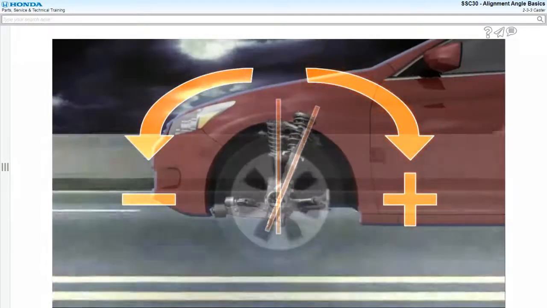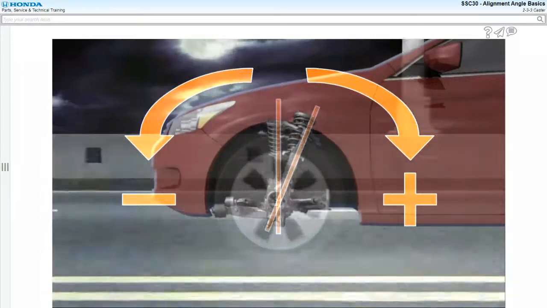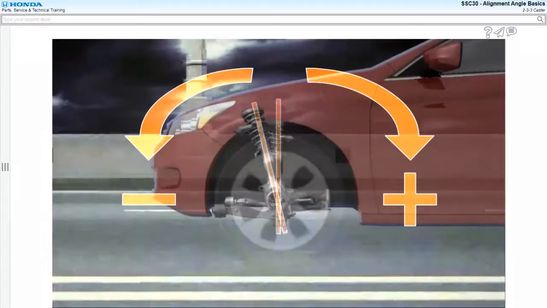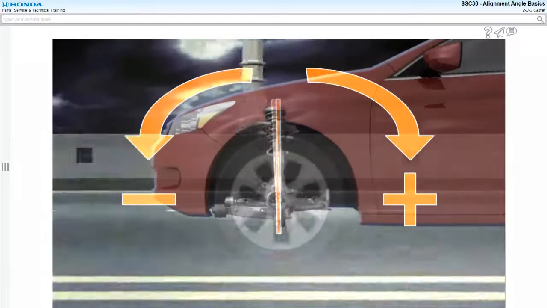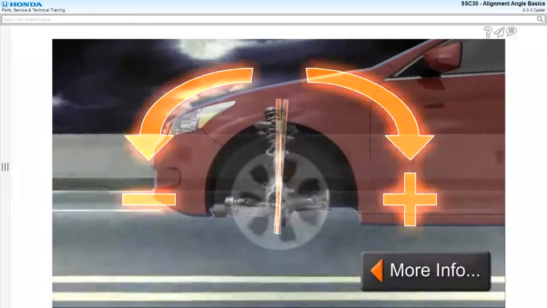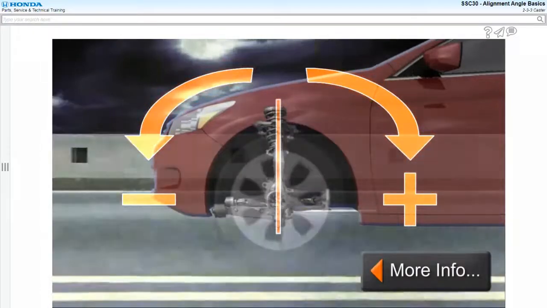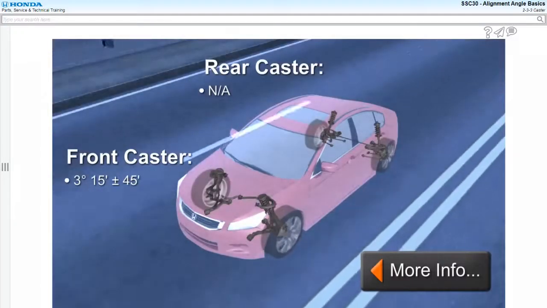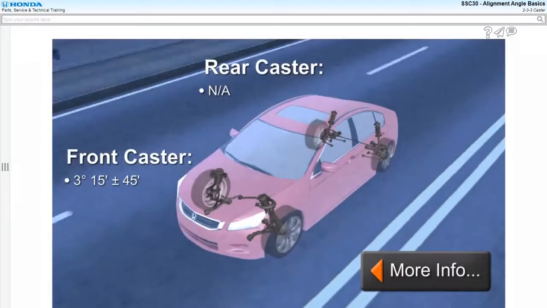Caster is measured as the number of degrees that the steering axis varies from true vertical. If the top of the steering axis is in front of true vertical, the caster is negative. If it's behind true vertical, the caster is positive. If the steering axis is parallel with true vertical, it has zero caster. Because the rear wheels have no steering axis, caster is not calculated for the rear in our vehicles.